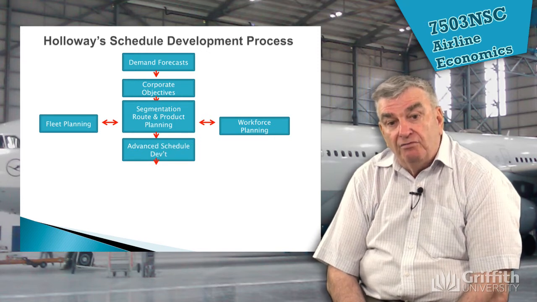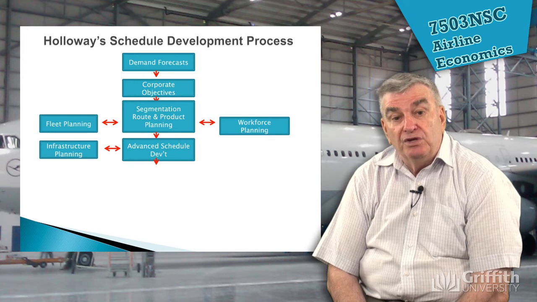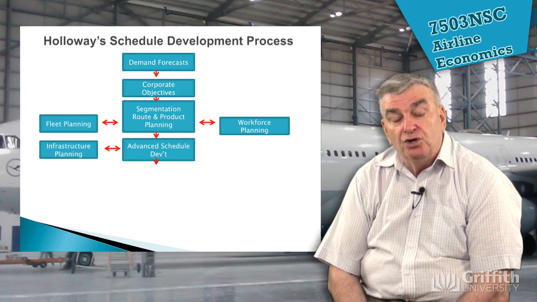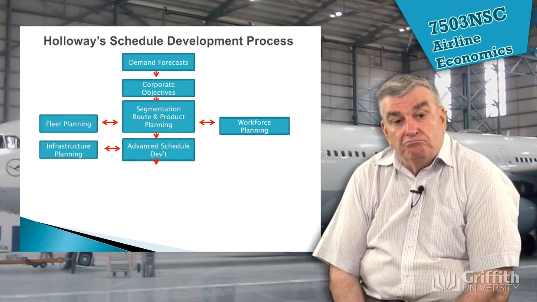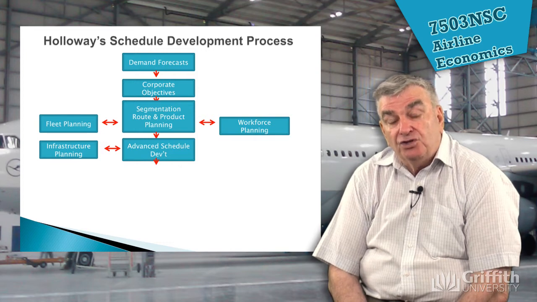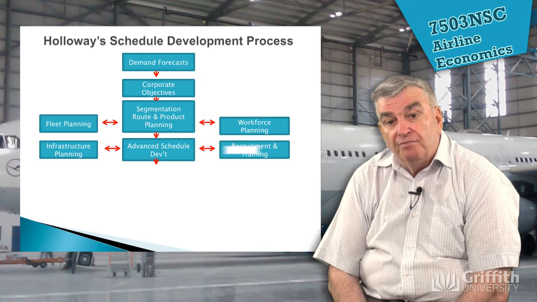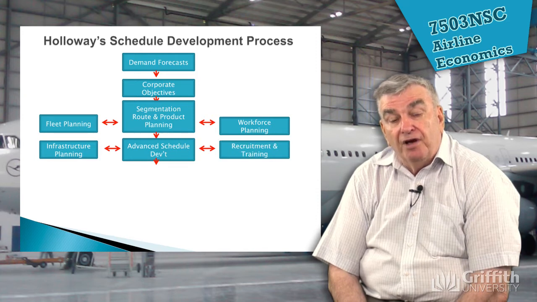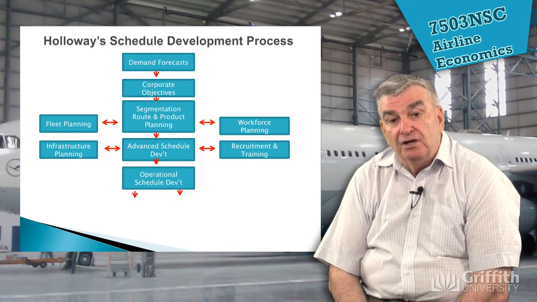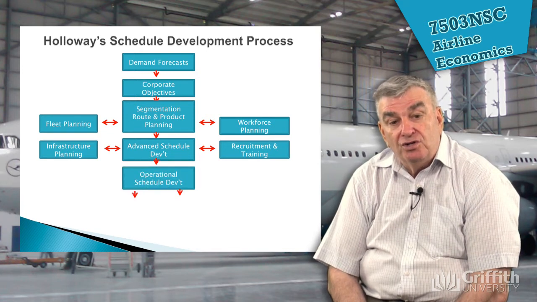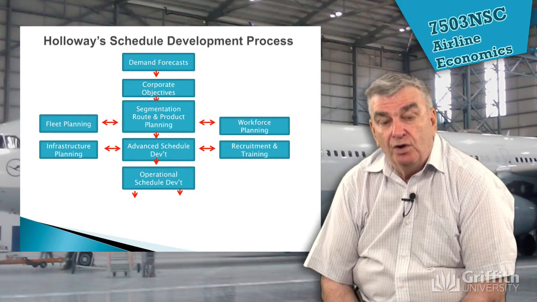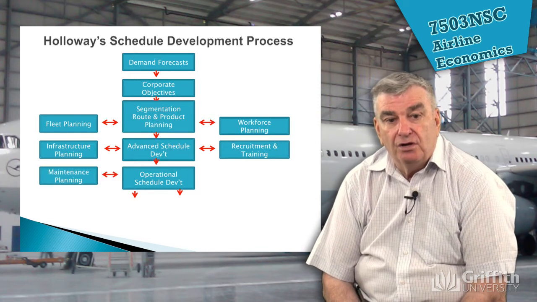We then move to our advanced schedule development. Then we say, what's the infrastructure we need in terms of, for example, carts to carry baggage, refueling, and providing in-flight meals, etc. If our workforce is insufficient, how do we actually make up the extra numbers if we need extra numbers? Then we get to the operational schedule development. Now we know we can meet the schedule. How are we actually going to implement it?